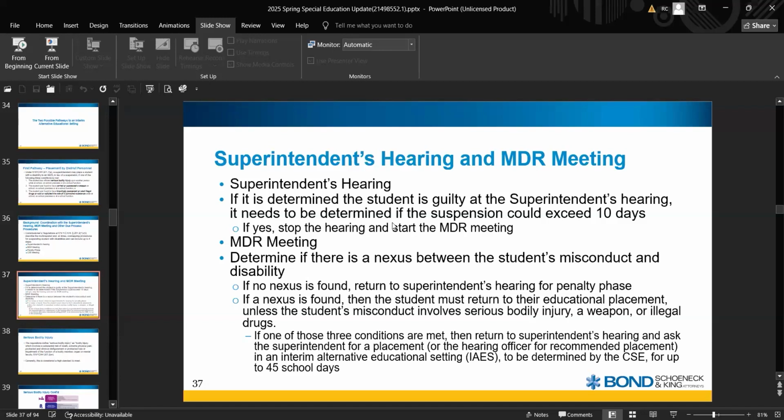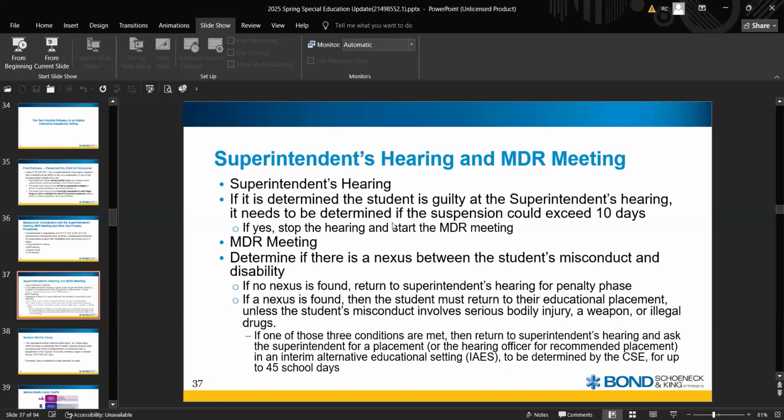If that's the case, then we have to go to a manifestation meeting and determine if there's a nexus between the misconduct and the disability. If no nexus is found, we return to the superintendent's hearing and we go to the penalty phase. The student can be disciplined just like any other student. If a nexus is found, then the student must return to their educational placement. We can't suspend that student, unless, but this is not a suspension, we say not so fast, if it involves these three categories of conduct: serious bodily injury, a weapon, or illegal drugs. If one of those three conditions is met, then we can remove the student.